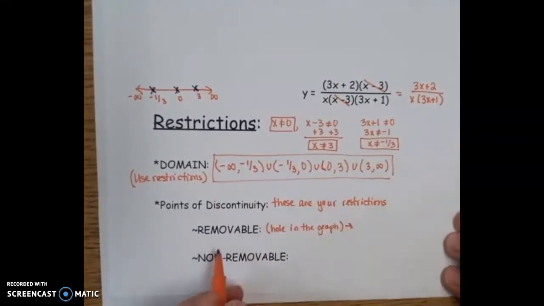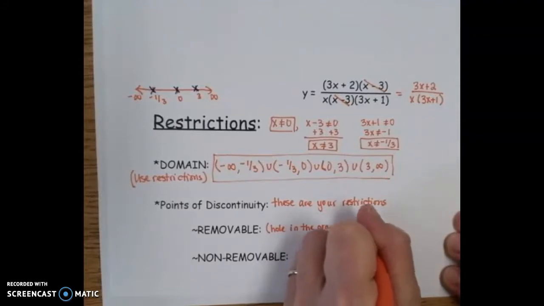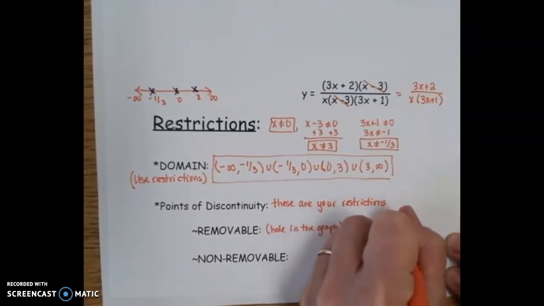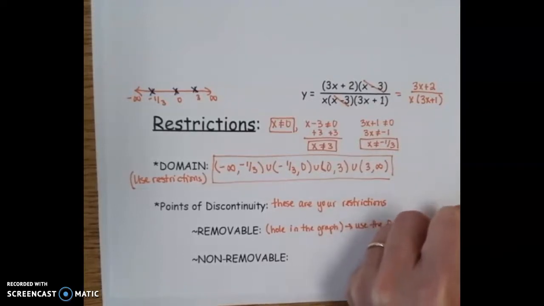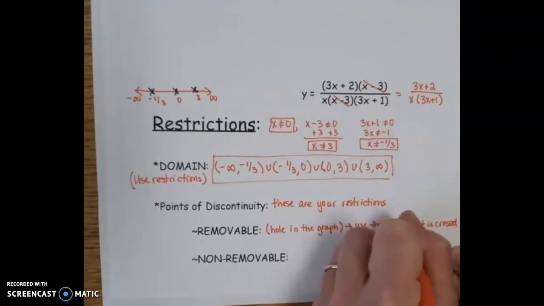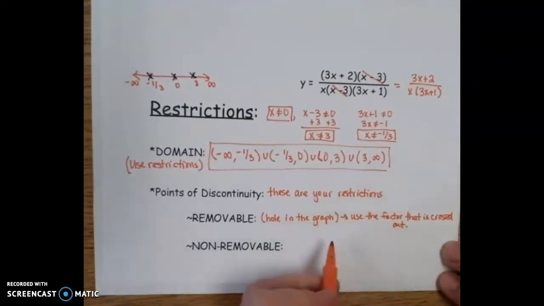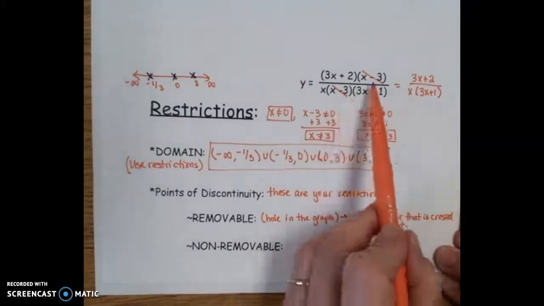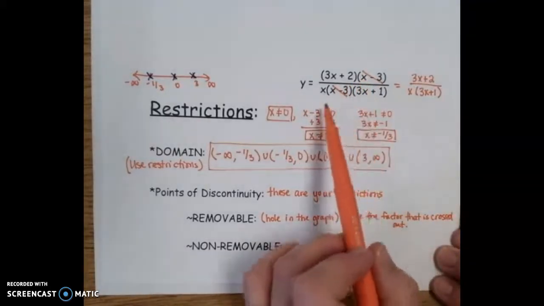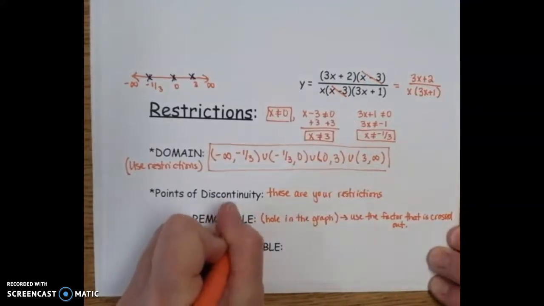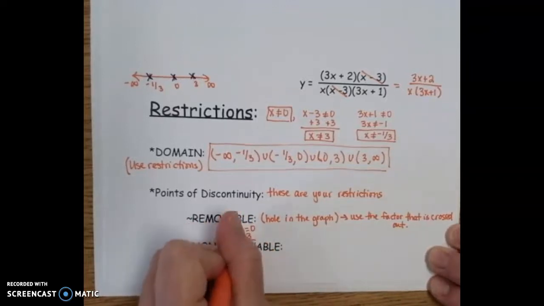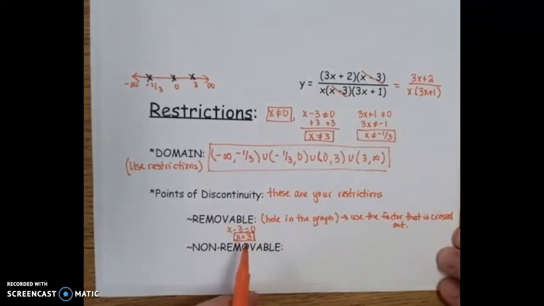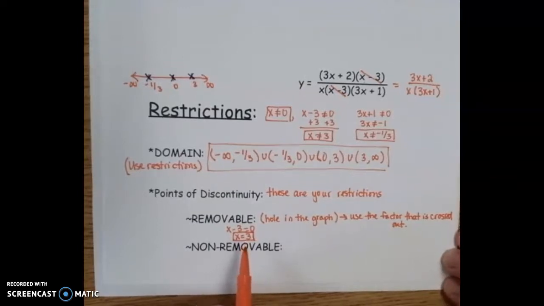And to figure out this algebraically, you want to use the factor that is crossed out. So if we go back up here to our function, we crossed out this x minus 3. So we're going to set that equal to 0. And we would see that our removable point of discontinuity is at x equals 3. So literally in the graph at x equals 3, there's going to be a hole drawn in that function.